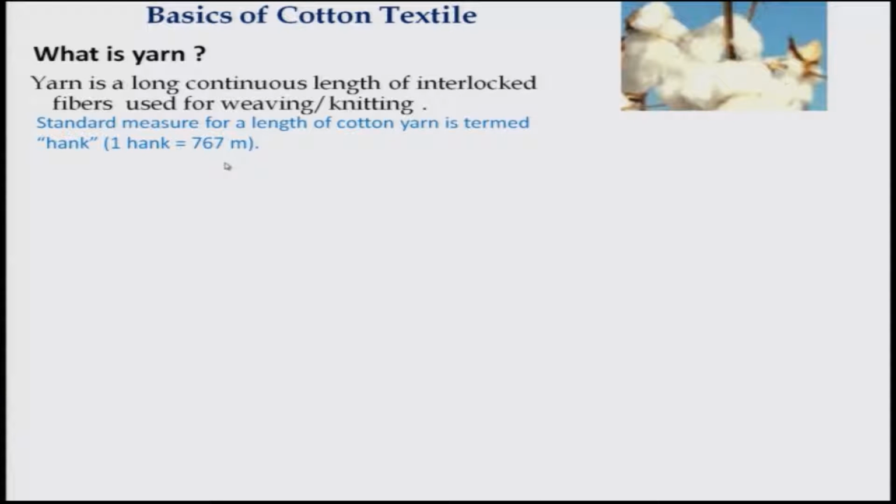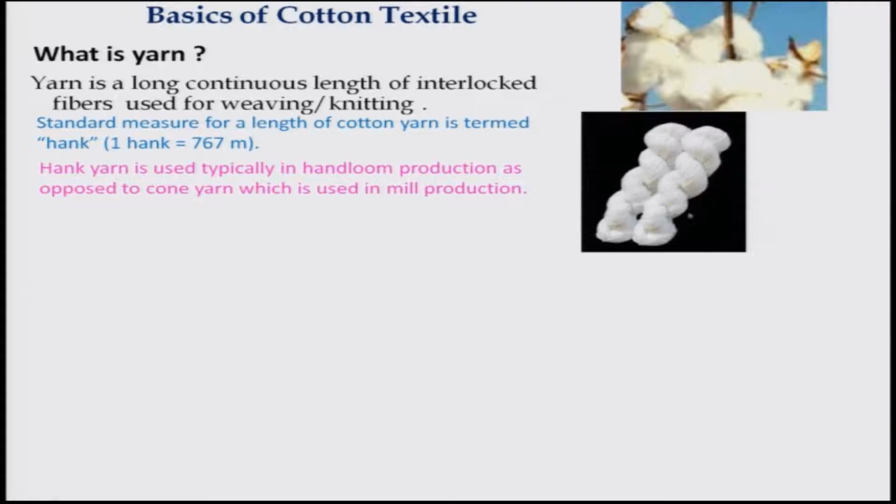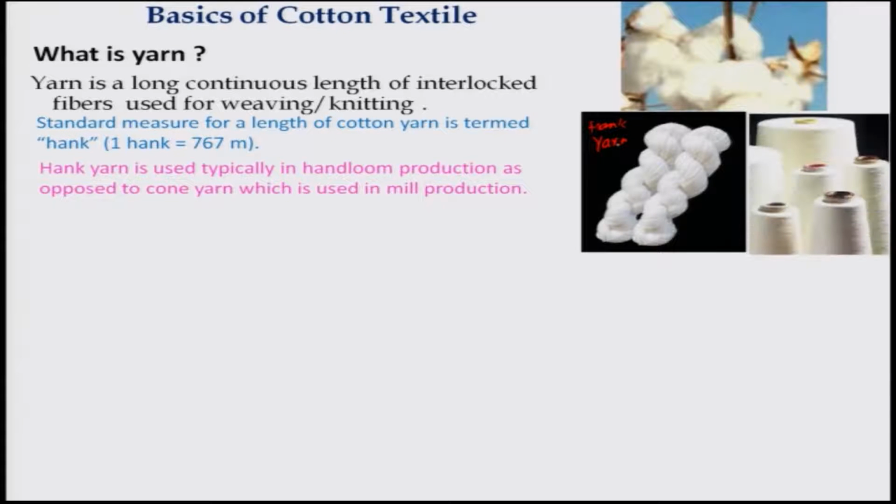That is the unit being used, and there are two types of yarn used. One is hank yarn, which is basically used for handloom production, and it looks like this. This is the hank yarn. The other one is the cone yarn, which is used for mill production, like the mechanized one. This is cone yarn.